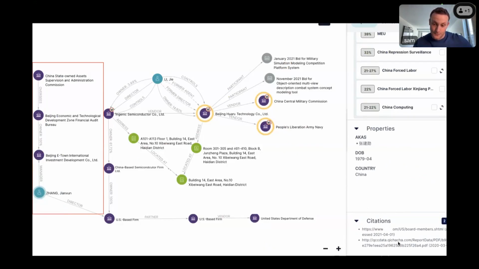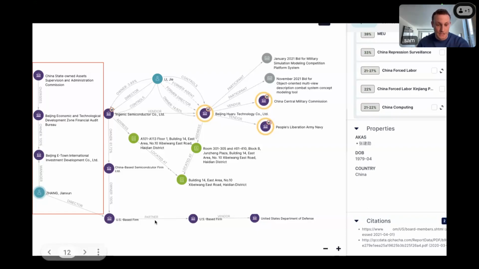I'm blocking out some information here, but ultimately we're pulling this data from that US firm's website as well as some other Chinese data. And we're able to see that Zhang here manages Beijing E-Town International in China, which ultimately, through various owners, is overseen by the China State-Owned Assets Supervision and Administration Commission. So this US-based company not only has ownership from a Chinese-based semiconductor firm, but has an individual on their board who is a Chinese national who essentially is a manager of a company that is owned by the state.